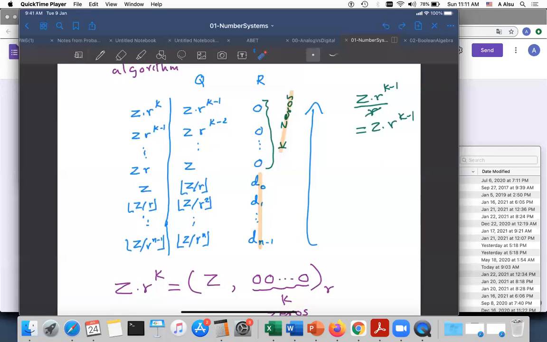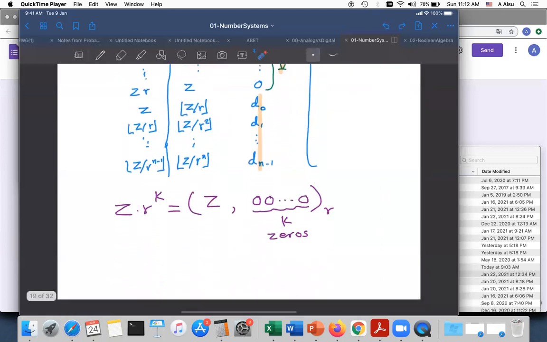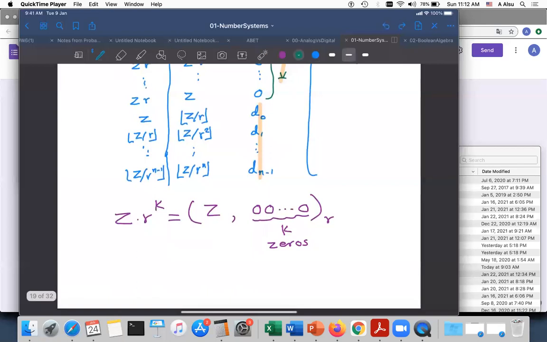So in base r, z times r to the k is equal to z followed by k zeros. That's it, as simple as that. We are just concatenating k zeros in front of z in base r. This is the representation in base r, but it's not necessarily the same representation in decimal. Remember that. So this makes sense.